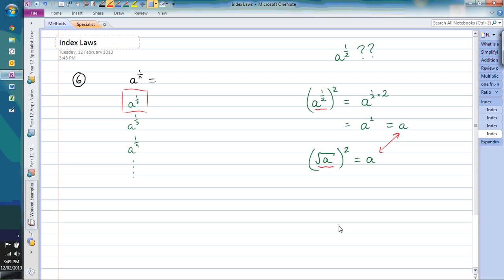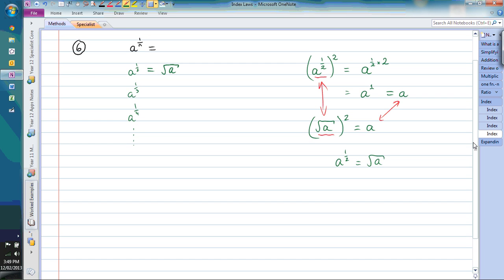So the only conclusion that we can draw from this, the squares are the same, the results are the same, is that these two things must be equivalent. A to the power of 1/2 must be the same as the square root of a. So I'm going to write that over here. Alright, let's think about the next case, a to the power of 1/3.